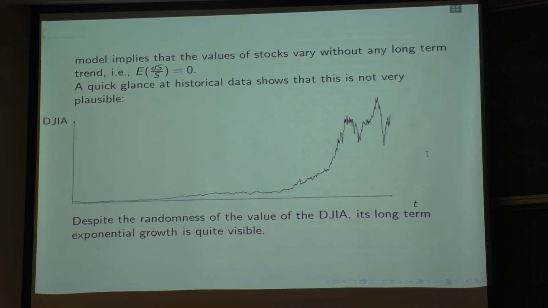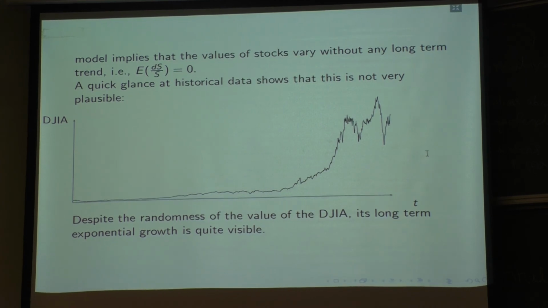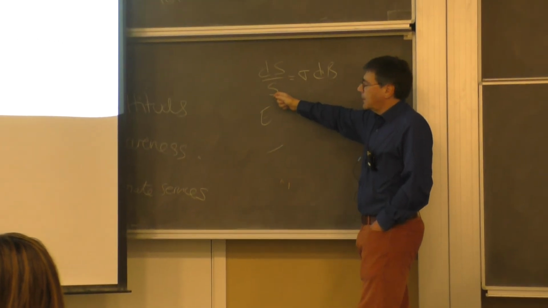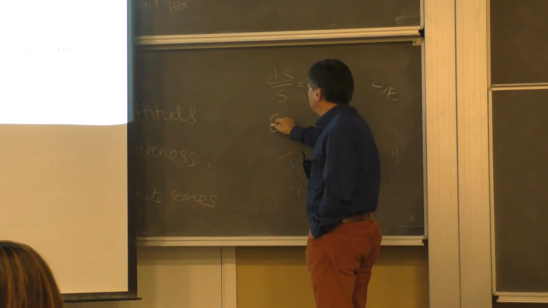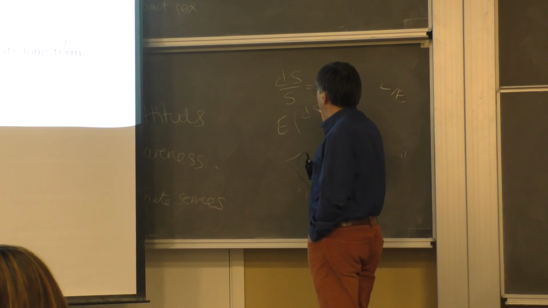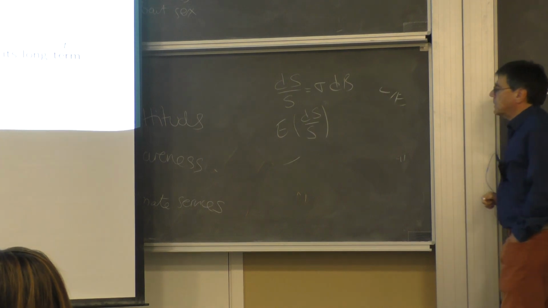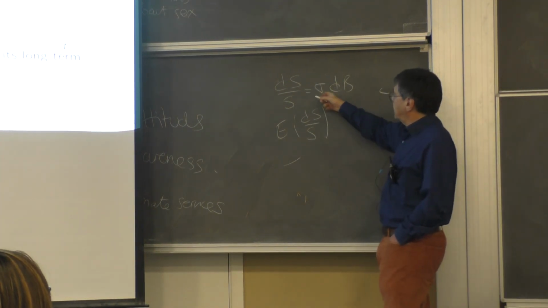Notice that dS over S, if it were really true that dS over S is some constant sigma times dB, Brownian motion, then this is a random variable and this is a random variable. I can talk about the expected value of both sides. So this would tell me that the expected value of dS over S, the expected value of the proportional change in the price of shares, is the expected value of this.